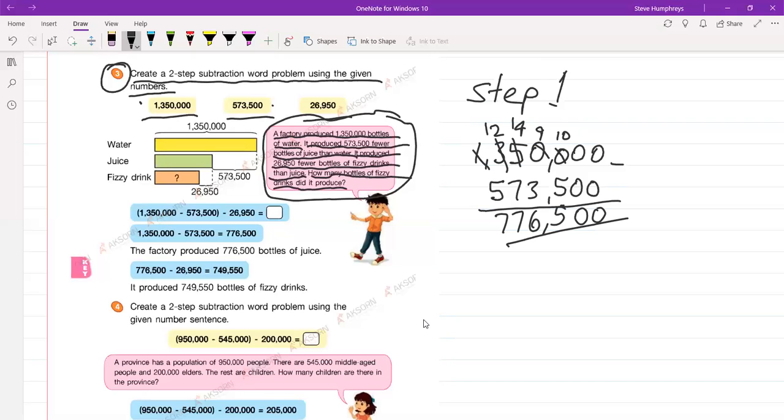That is the amount of bottles of juice. Okay? The factory produced 776,500 bottles of juice. It produced 26,950 fewer bottles of fizzy drinks than juice. How many bottles of fizzy drinks did it produce? This needs step 2. Step 2.